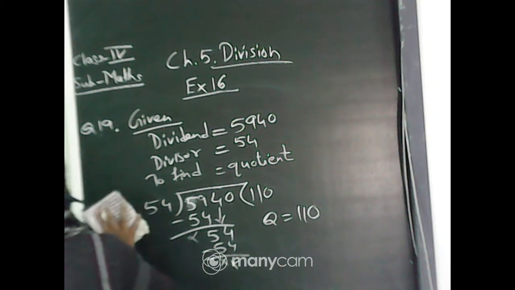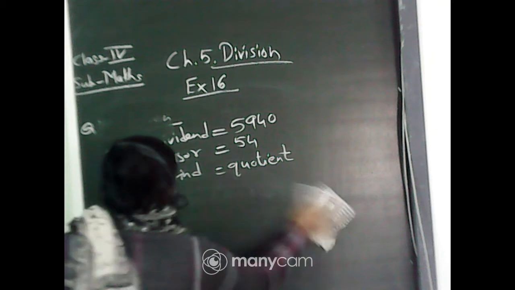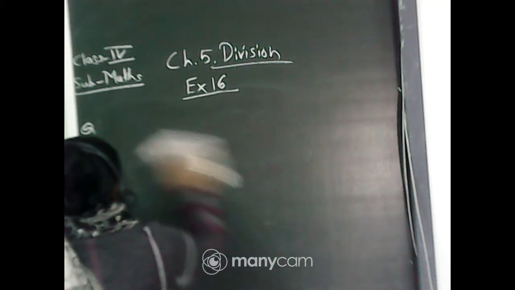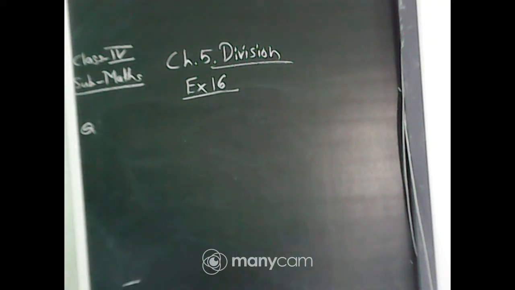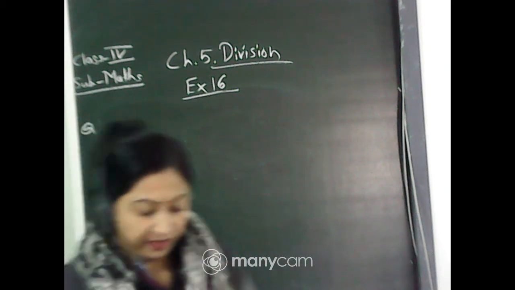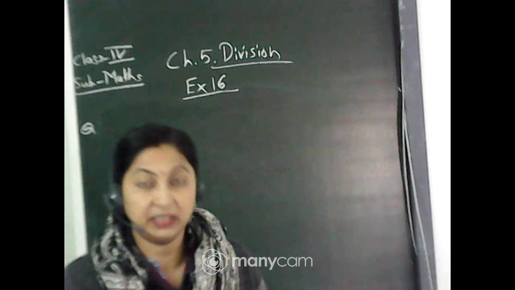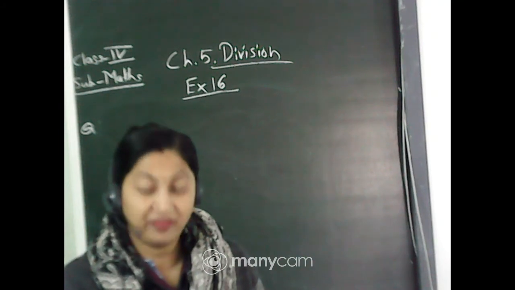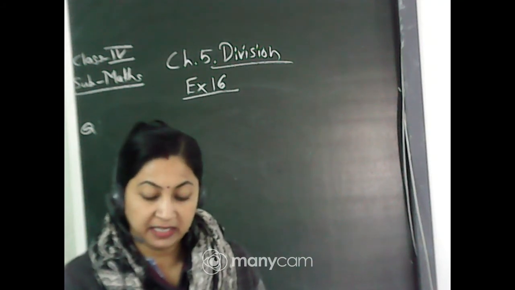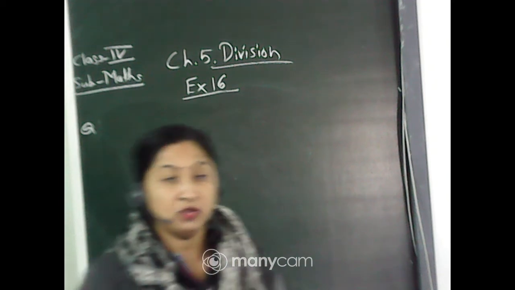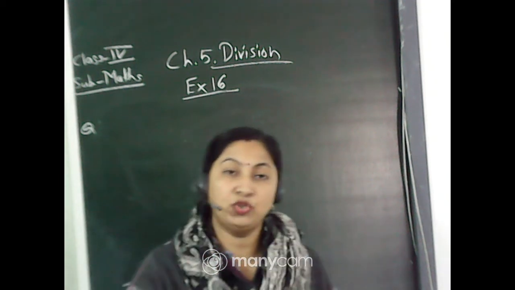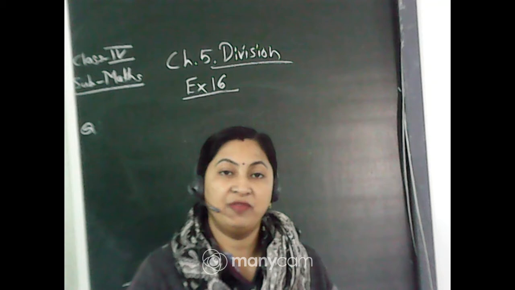We will do number 20 with that formula. Okay. Number 20. Find the divisor when dividend is equal to 7,560 and quotient is equal to 63. Now here you have to find the divisor. The dividend is given and the quotient is given. Okay. So in this question we will do it with the help of the formula.